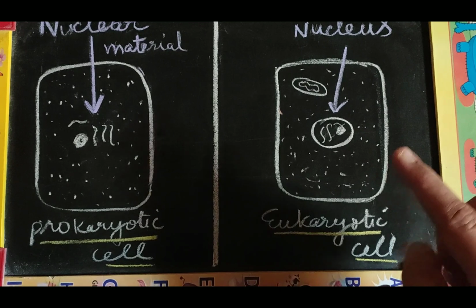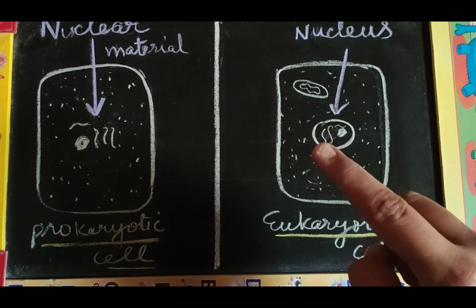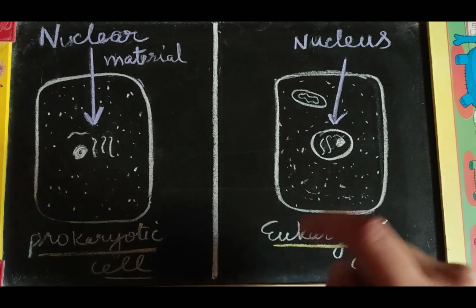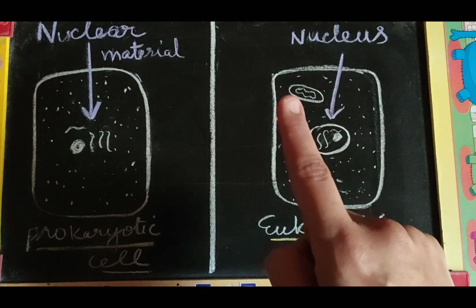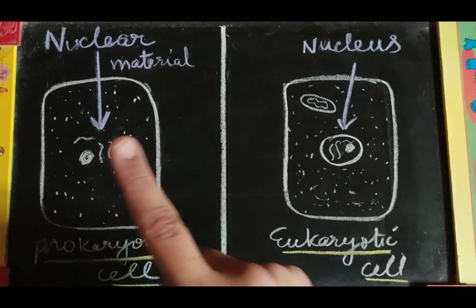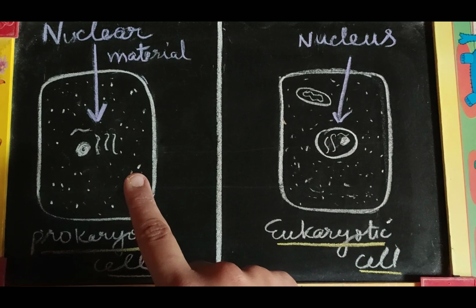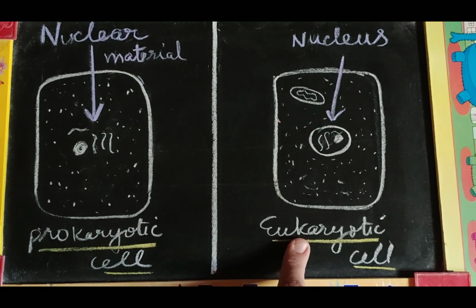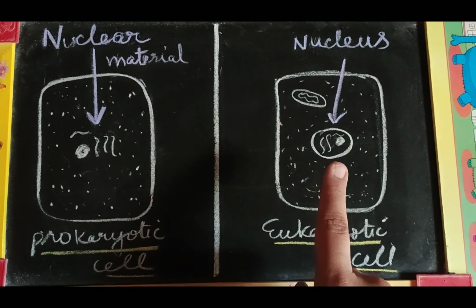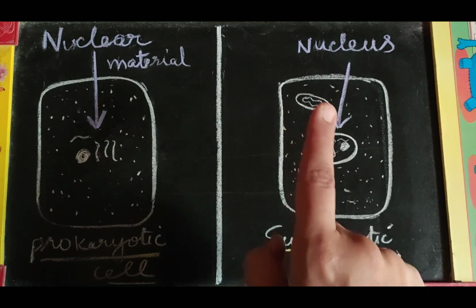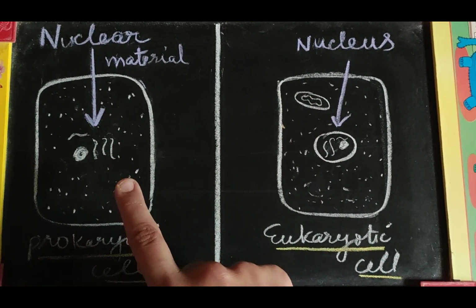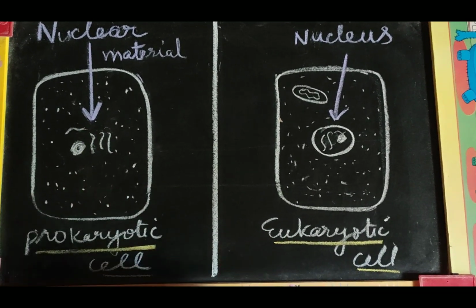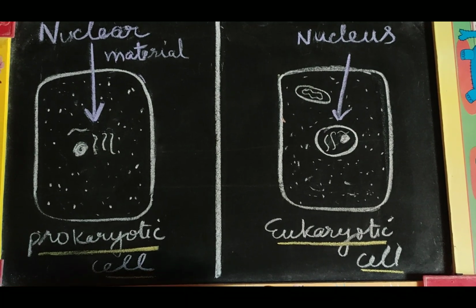Whereas in case of a eukaryotic cell, you will see that the nucleus is bound by a membrane and it is well organized. Also, in case of eukaryotic cell, you can see the presence of membrane bound organelles, which is not there in case of prokaryotic cells. So this is another difference that you will observe, that eukaryotic cells have membrane bound organelles and a well defined nucleus, whereas such membrane bound organelles are absent in case of prokaryotic cells. That is the ones in which nuclear material is not well bound by a membrane.